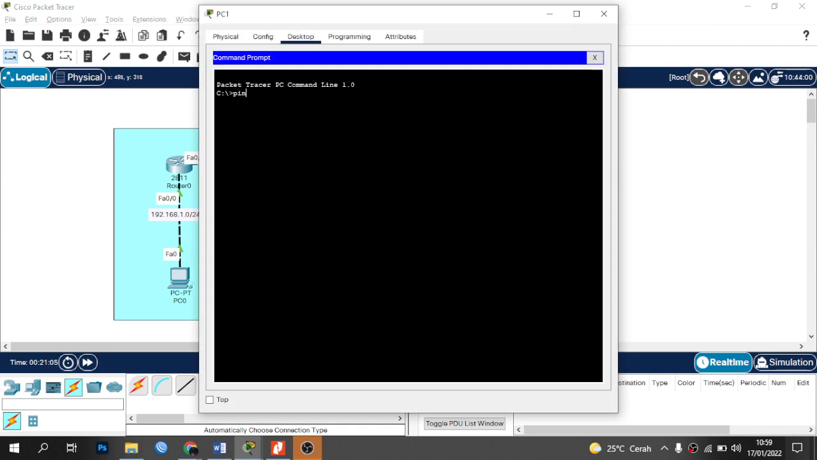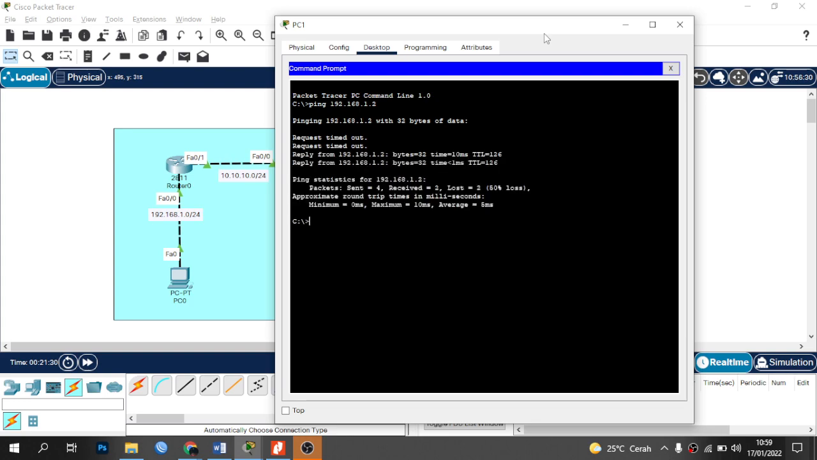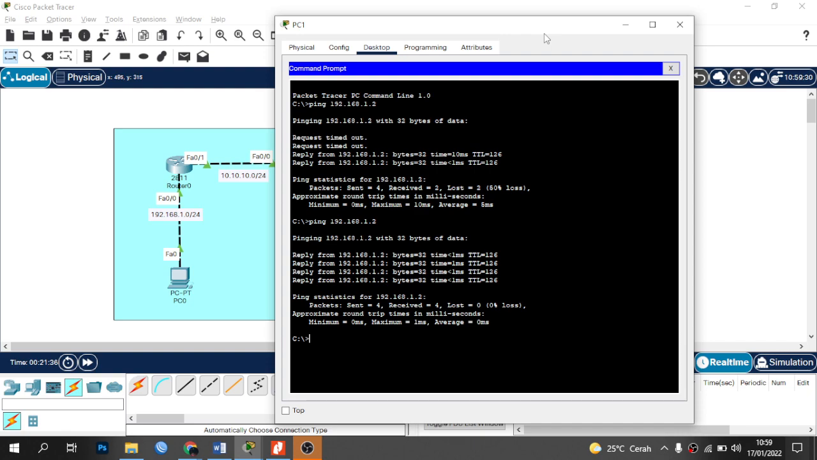Okay, let's try to ping between the PCs. Command prompt, ping the IP of PC0. Sorry, 1.2. Wait. You can see the ping is successful. That's a sign we have successfully configured static routing.